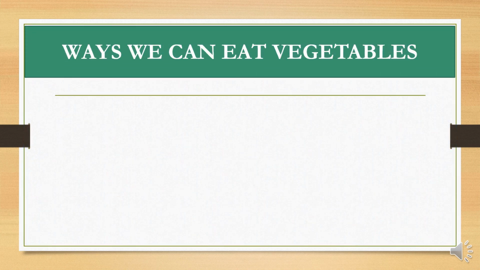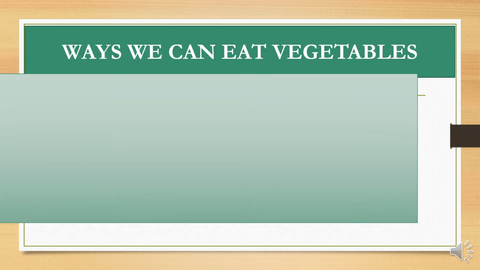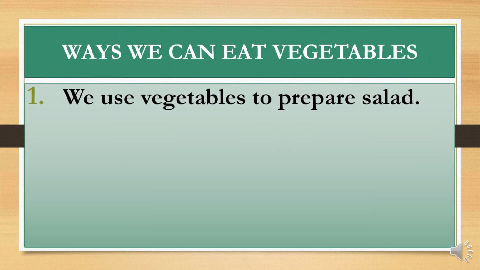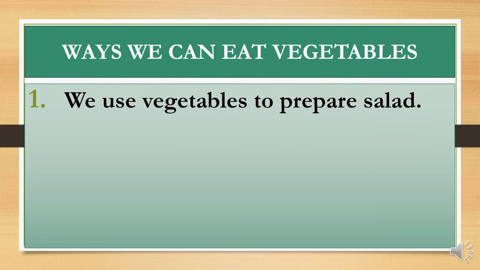Okay, so ways we can eat vegetables. Number one, we can use vegetables to prepare salad. We use vegetables like our cabbage, our green beans, our green pepper, even our carrots. We use them to prepare what? Salad. And you enjoy.